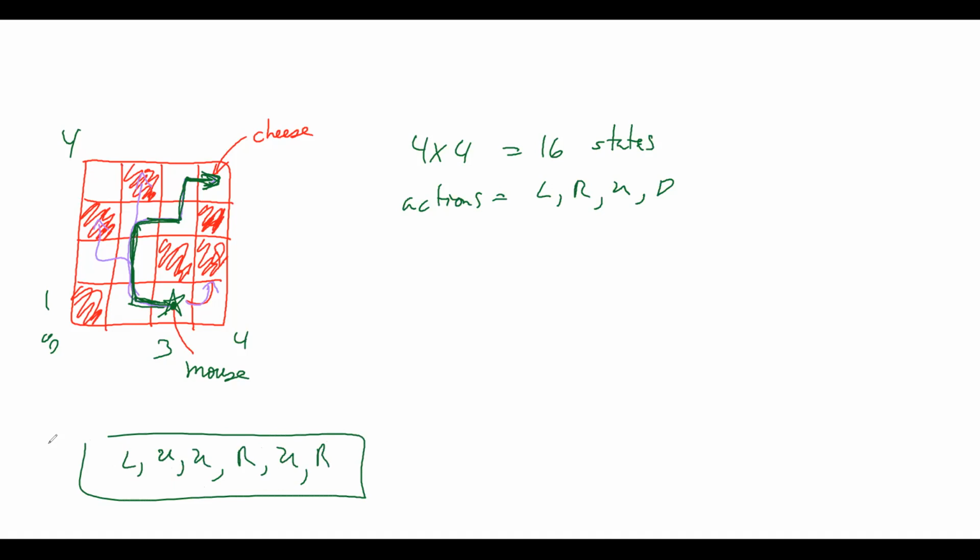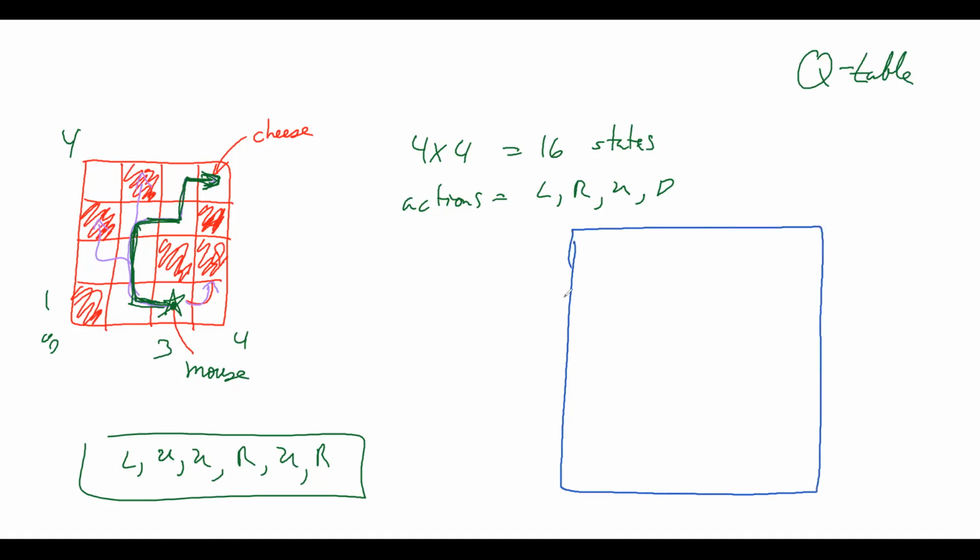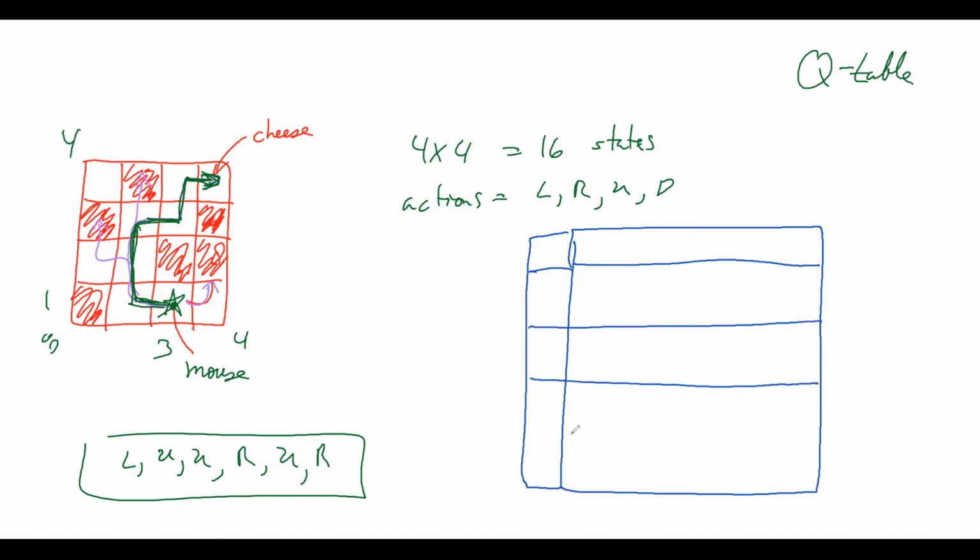So basically what you do is you create a table. Q learning is associated with something called the Q table. All right, so you create this Q table. I like this because it's pretty intuitive. So you have the actions, and then you have the states. The states are going to be, there are 16 of them.